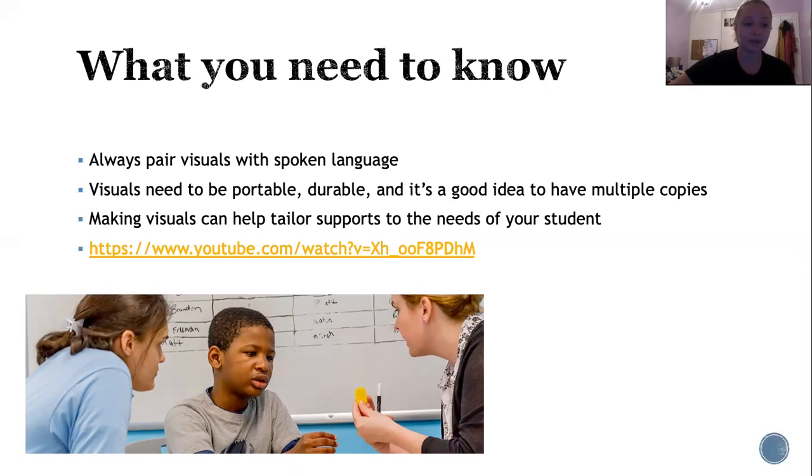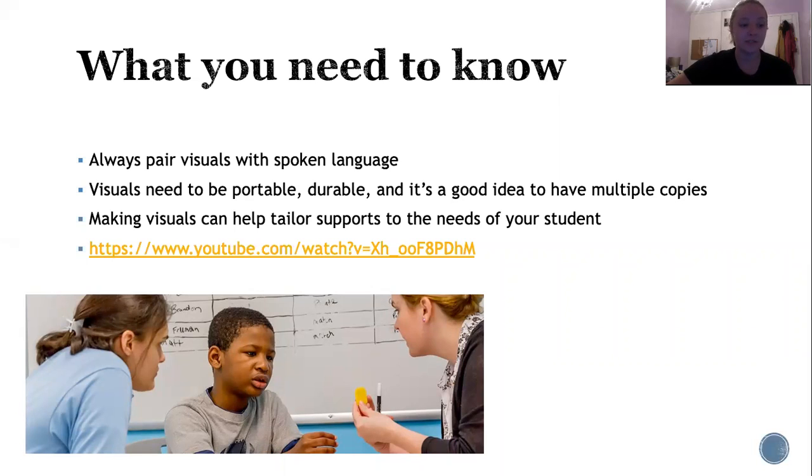Laminating them or putting them in protective sheets can help prevent damage and make them more durable. Finally, ensure that you make many copies. Things happen. Supports may get damaged or lost. Since these supports help create independence, it is important to have copies to be used right away if supports get damaged or lost. In terms of creating visuals, they can help support the needs of your students in individualized ways.